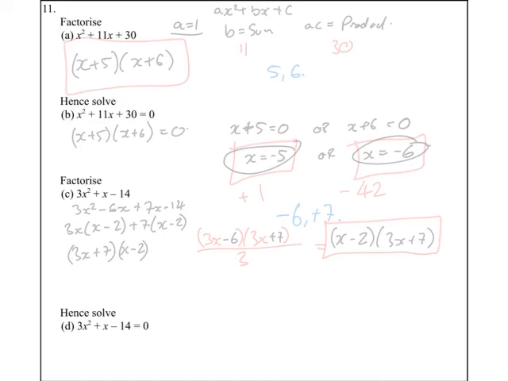Finally, solving that exact same quadratic set to be equal to 0, well, either the first factor is 0 or the second factor is 0.